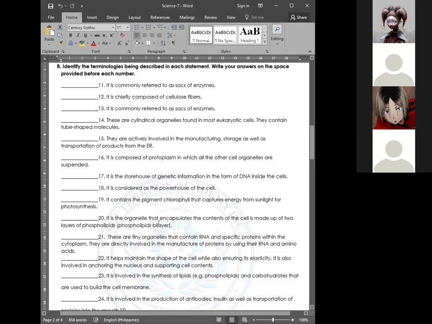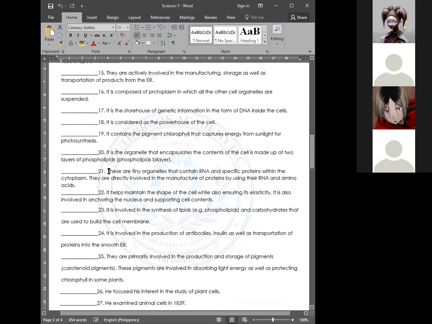It is an organelle that encapsulates the content of the cell, is made up of two layers of phospholipids, or phospholipid bilayer. What do you think is the answer? The one who encapsulates the cell or covers the cell. It is... any answer? That is plasma membrane or cellular membrane.